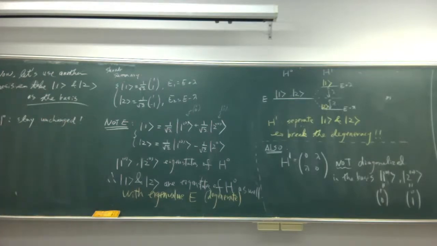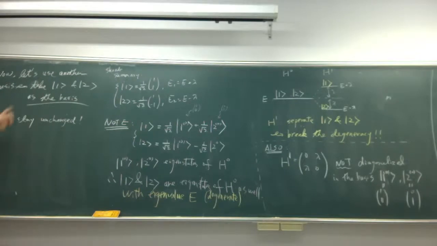You all right? Why? If I change the basis, then your matrix form should change, right? All the elements will change. But why? Even though I change from |1,0> and |2,0> to |1> and |2>, my H naught doesn't change. Why?